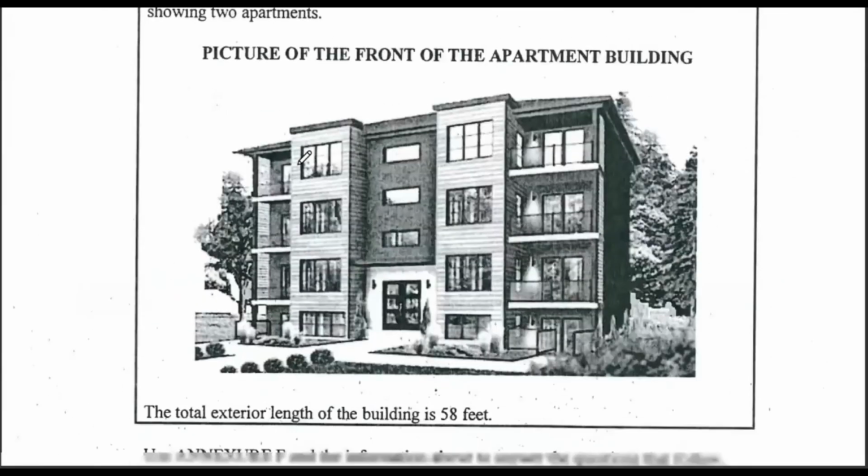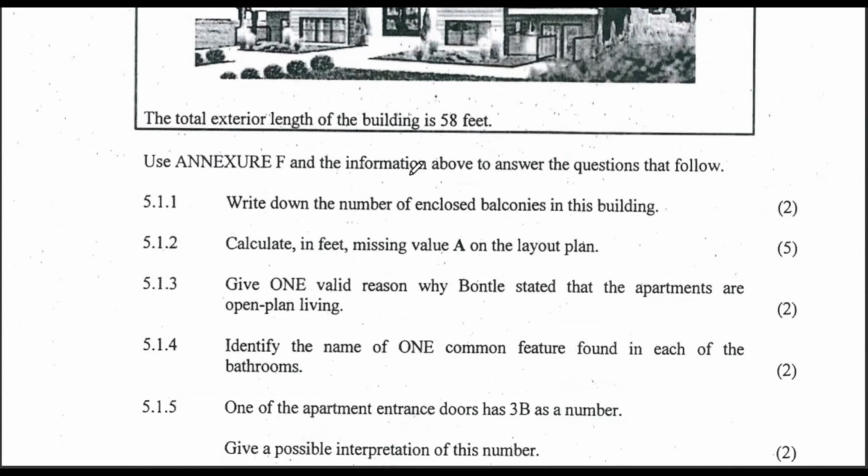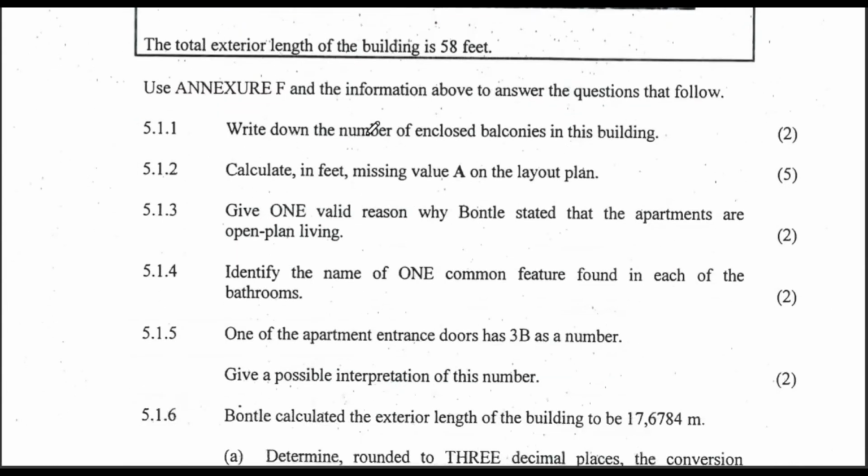All right. This is the picture. The total exterior length of the building is 58 feet. Use annexure F and the information above to answer the questions that follow. Write down the number of enclosed balconies in this building.